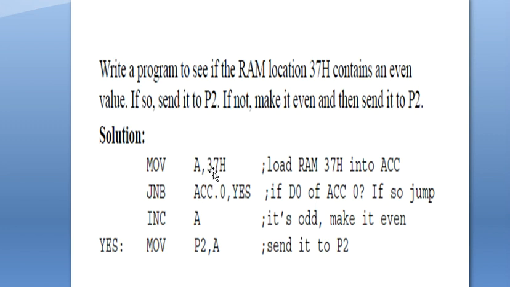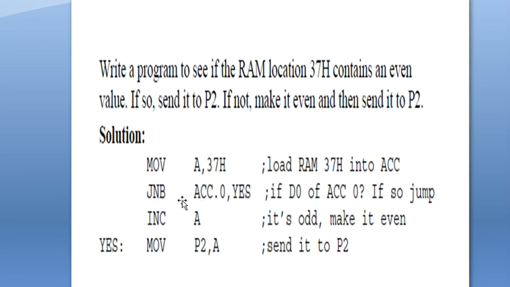MOV A, 37H, in the sense from the 37H location, whatever the value is there will be loaded to the accumulator. Then JNB ACC.0, S, in the sense we are checking the accumulator's 0th bit. The accumulator's 0th bit will decide whether the accumulator value is even or odd. If the accumulator's 0th bit is 0, then it is even. If it is 1, then it is going to be odd, right? So it will check. How it will be checked is JNB ACC.0, S.